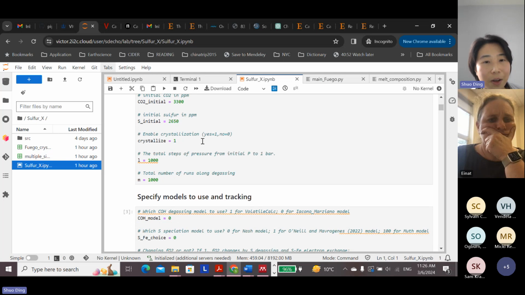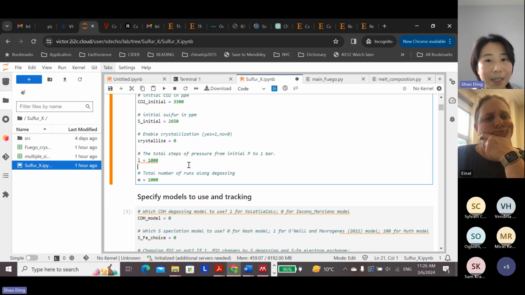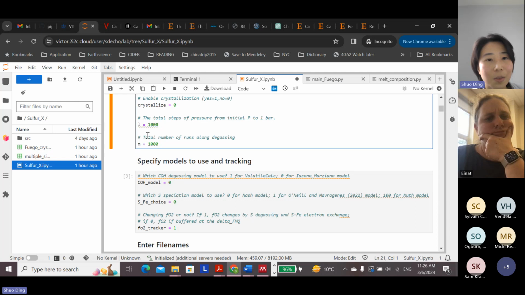And then there are a lot of 1 and 0 questions. Basically, 1 means enable, 0 means disable. So if we disable crystallization, then the melt composition would stay the same. And if I say 1, then it will take into account crystallization. And here is the total steps. This is where you decide how small the steps should be. And then M is the number of steps you want to run. So if you don't want to run to 1 atmosphere, this number can be smaller than L, but it shouldn't be bigger than L.